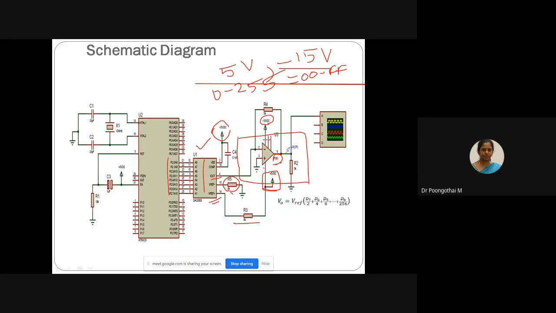So suppose you are applying plus 5 voltage here, this means the output of the DAC can vary from 0 to 5. Suppose I am connecting a 10 voltage power supply here, then the output of the DAC can vary from 0 to 10 voltage.